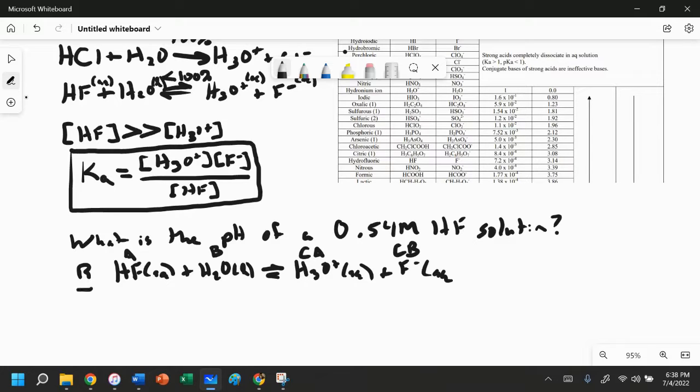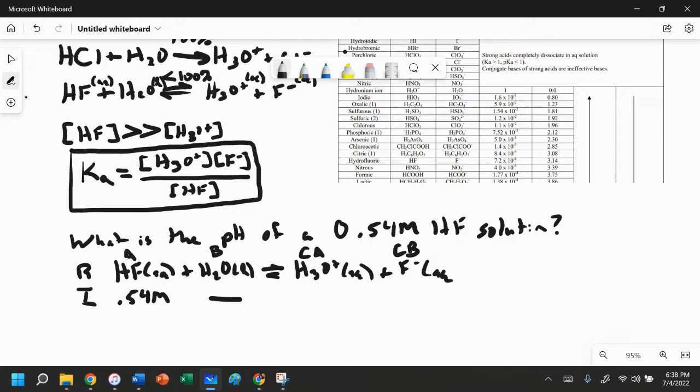All right, so RICE table. What are our initial concentrations? Well, our initial concentration of HF is 0.54 molar. Water doesn't have a concentration because it is a liquid, so we don't need to deal with its concentration.